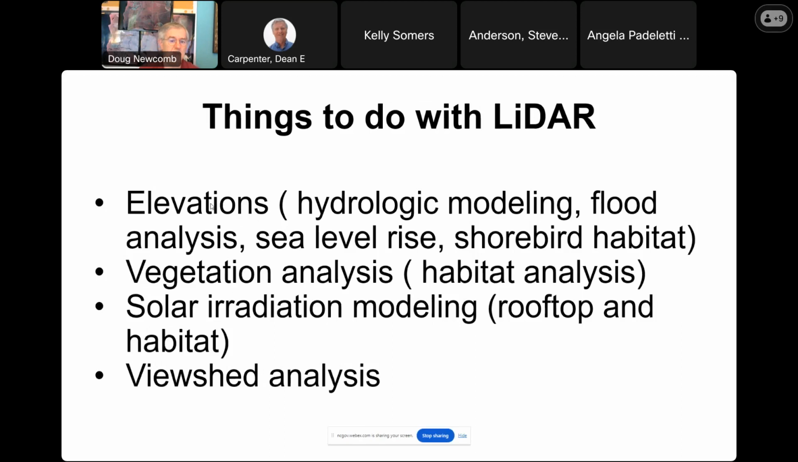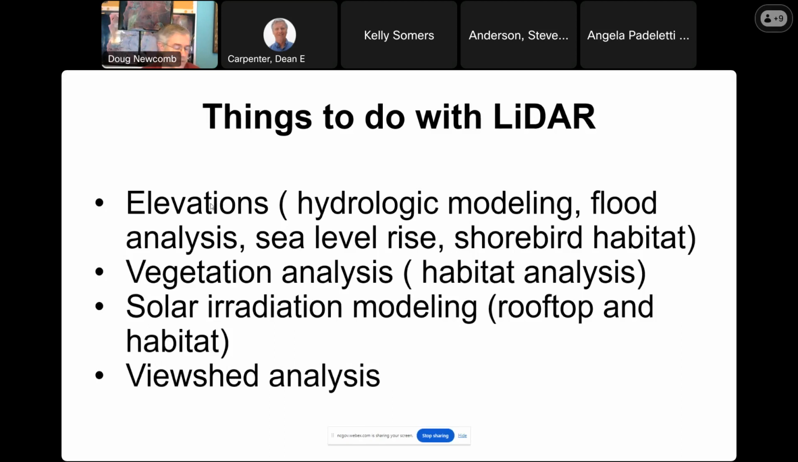And what can you do with LiDAR? Well, the main reason that LiDAR is collected is for flood analysis, hydrologic modeling, so we can see where the flood zones are. And so bare earth elevations are one of the primary reasons people get LiDAR. And you can do sea level rise, and you can do some shorebird habitat with that.